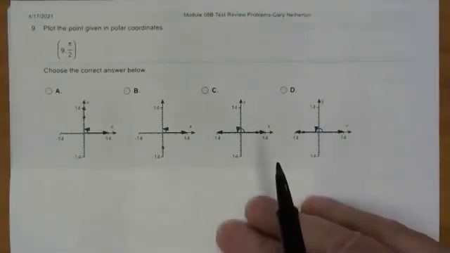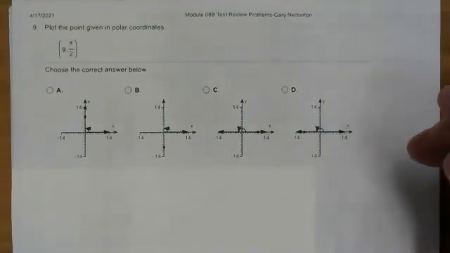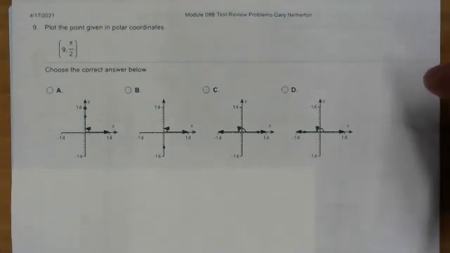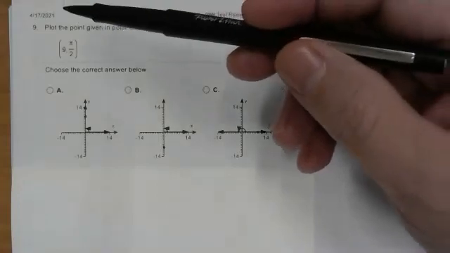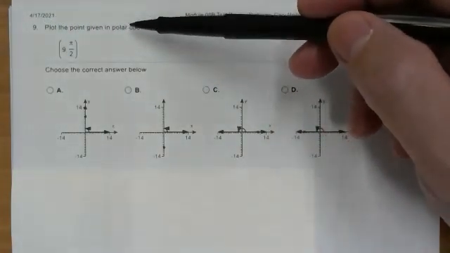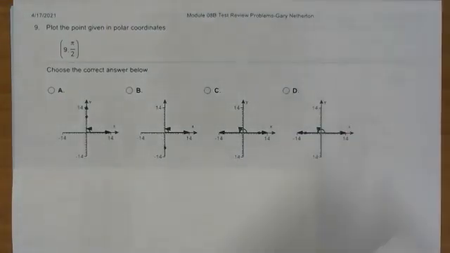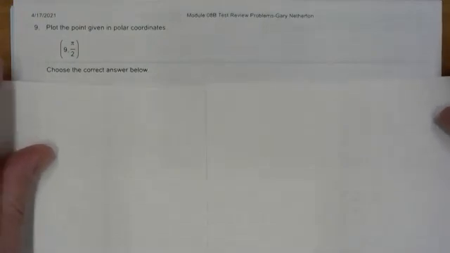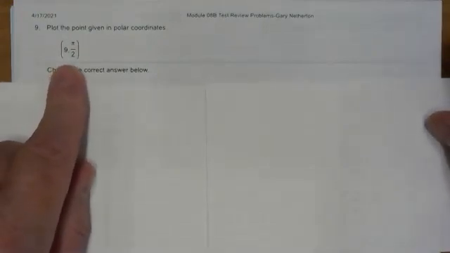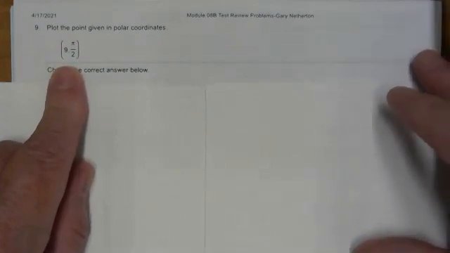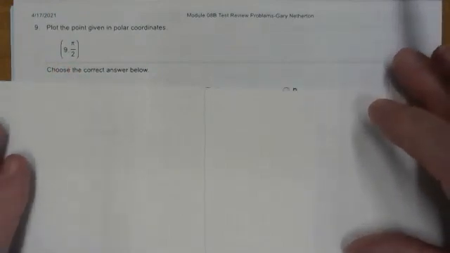So for example, here's problem 9. Now we are in the section about polar coordinates. Once again, these are review problems, so I'm not going to teach these principles, but just show you how to work these problems. This one says, plot the point given in polar coordinates. Now this is a multiple choice, but I'm actually going to also sort of cover these up. Let's just go ahead and plot this on our own, and then we can see which answer is correct.